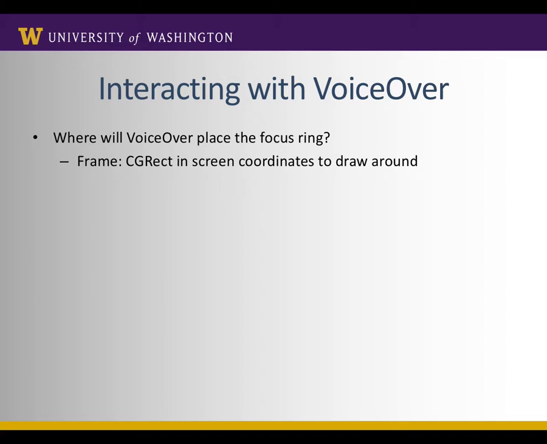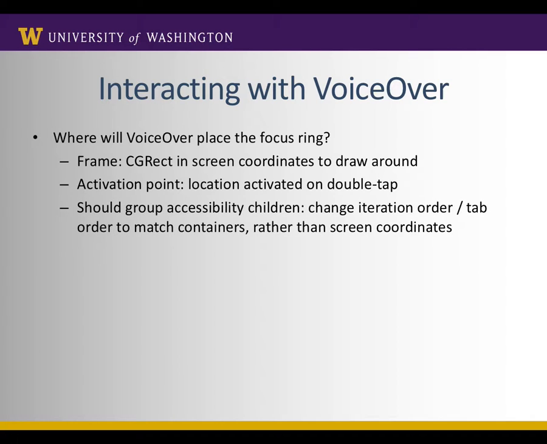Now that focus screen, it's a frame, it's a CG rect, and what it's doing is it's looking at the screen coordinates of what you've got selected, and that's what it's going to draw around. Like I mentioned, to actually do something, an activation point is going to be on the double tap, and you should group accessibility children together. And the reason being is if you've got any kind of hierarchy that needs to happen, you'll want to set that up as well.